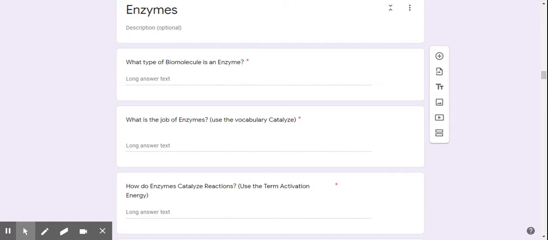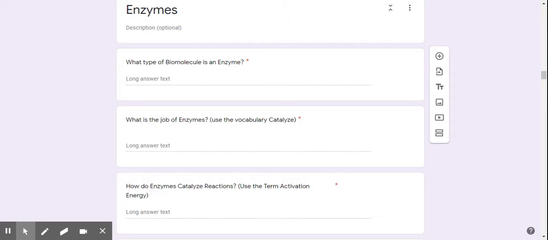Now let's go to number two. What is the job of an enzyme? Use the vocabulary "catalyzed." So enzymes catalyze reactions. That means that they speed up reactions. Now let's go to number three.